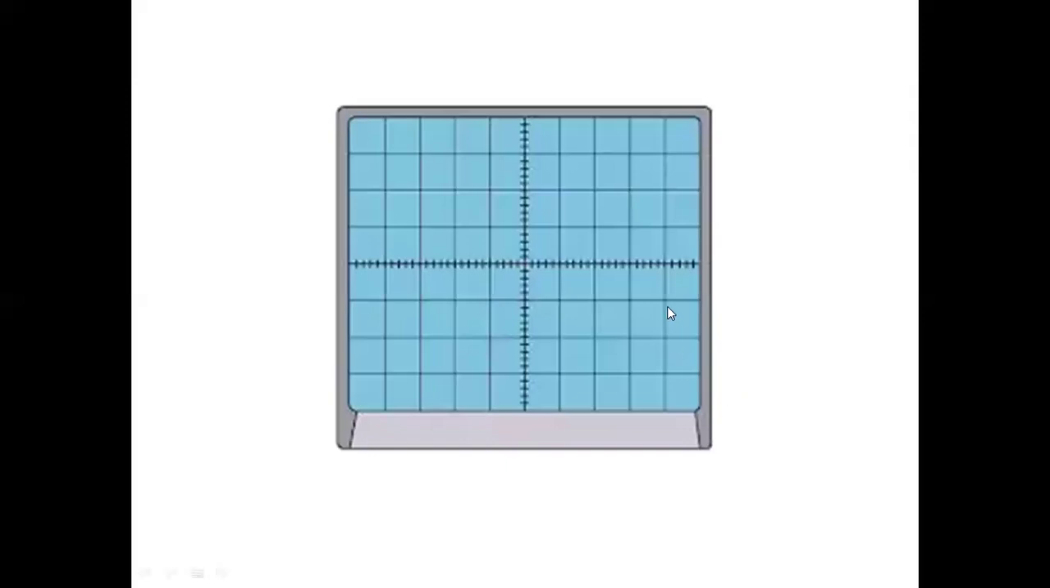So first, let us see the screen of the CRO. This has 100 squares, and each square has height 1 centimeter and length also 1 centimeter. It means the area of one square is 1 centimeter square. And there are further subdivisions. How many subdivisions are there? There are 5 subdivisions. It means in a height or width of 1 centimeter, there are 5 subdivisions, and the length of each division is 0.2 centimeter. And what will be the value? That all depends upon the setting.